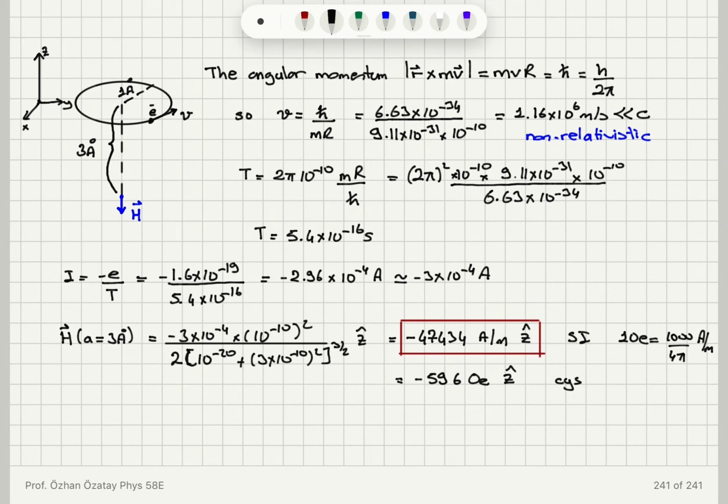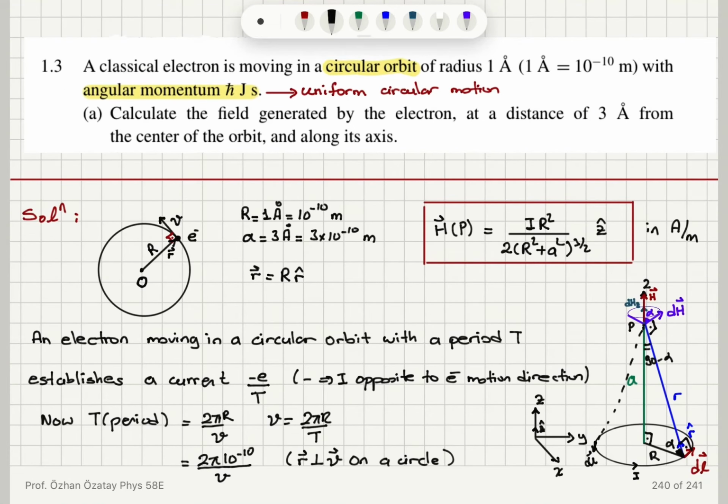So I can calculate the magnetic field at a distance of 3 angstroms from the center of the circular orbit in SI units: minus 47,434 amps per meter z hat, or minus 596 Ørsted in z hat, using CGS units. Okay, so this was an application of the result of the previous problem.